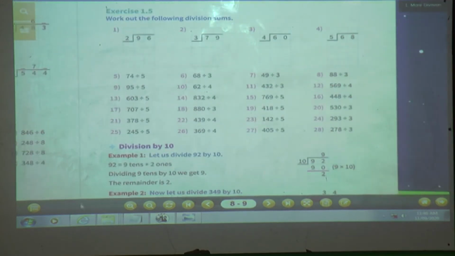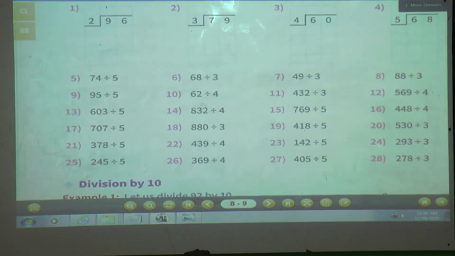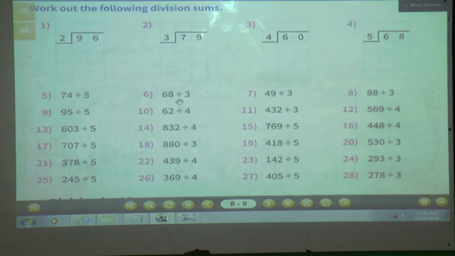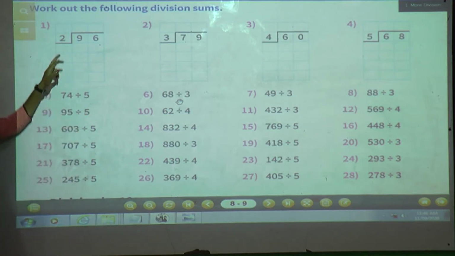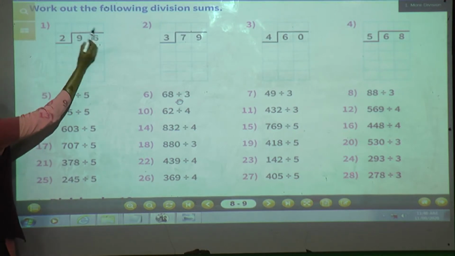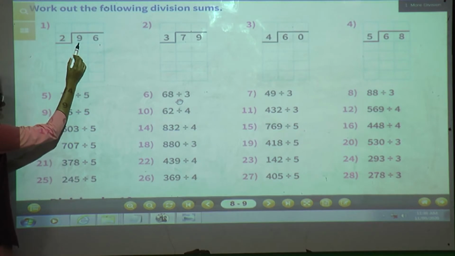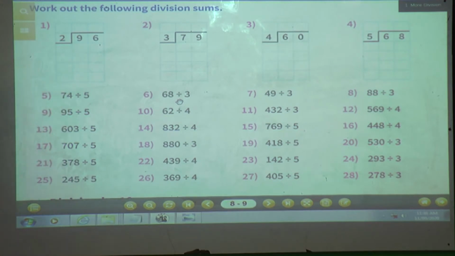See the first example. 96 divided by 2. Now here 96, it is a 2-digit number. Okay, and what is the divisor? Here divisor is 2. It is a 1-digit number. Now first we will divide the tens. Okay, this is tens and this is ones. First we will divide the tens. How many tens are there? There are 9 tens. Okay, so 9 tens divided by 2. 9 by 2. Now see the table of 2.